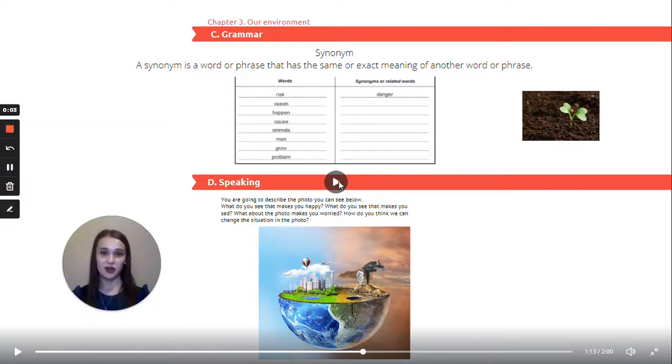Welcome to the next part of Chapter 3, Our Environment. Let's get right into it. So we're going to be talking about synonyms.